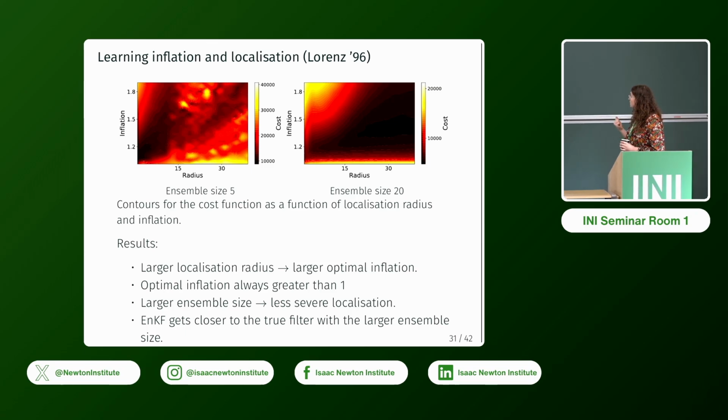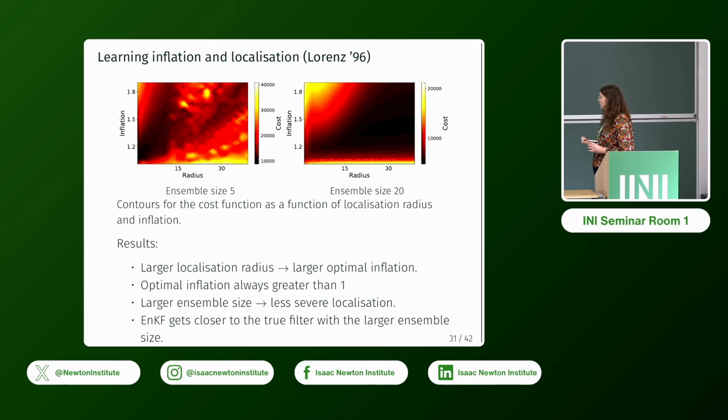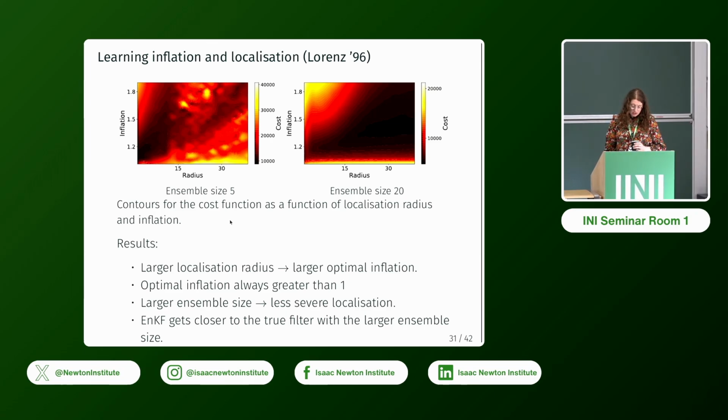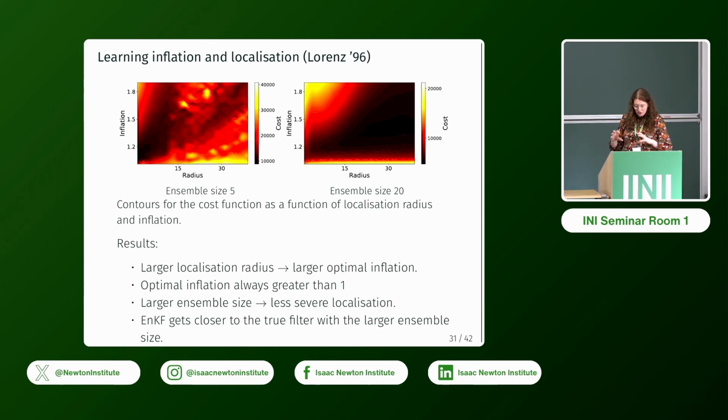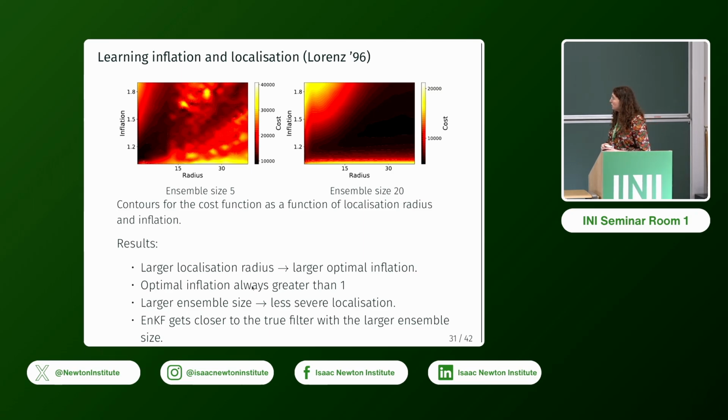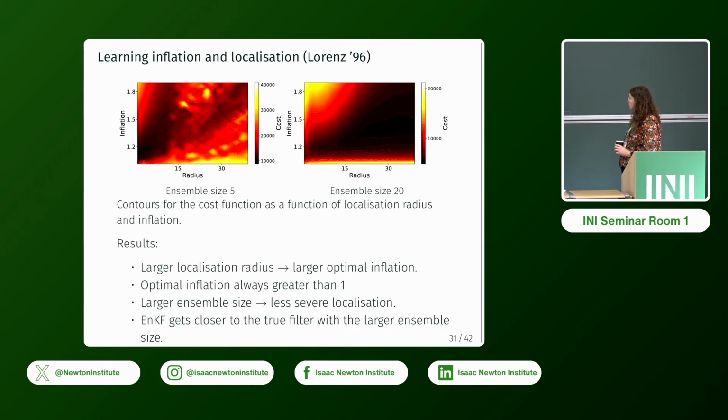And we recover a few different things that are known by practitioners. What it's telling us is that when we have a larger localization radius, that is, we allow for more spatially extended correlations, then we also need a larger inflation to compensate for that. The optimal inflation is always greater than 1. Again, this is because of this systematic undersampling of the covariances.